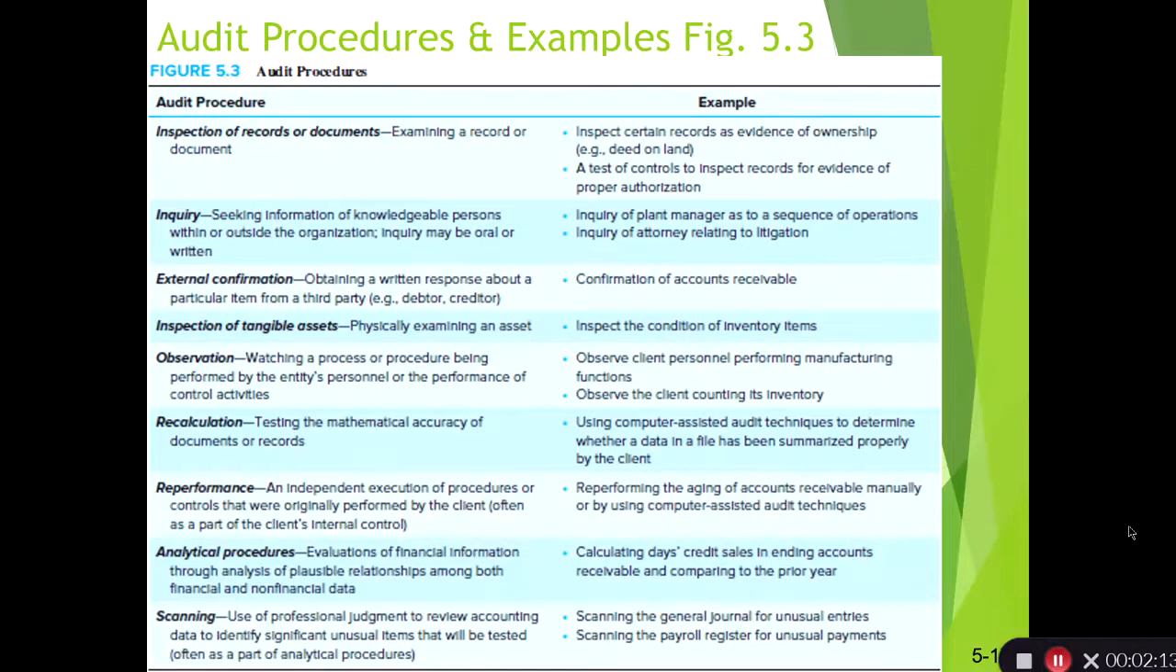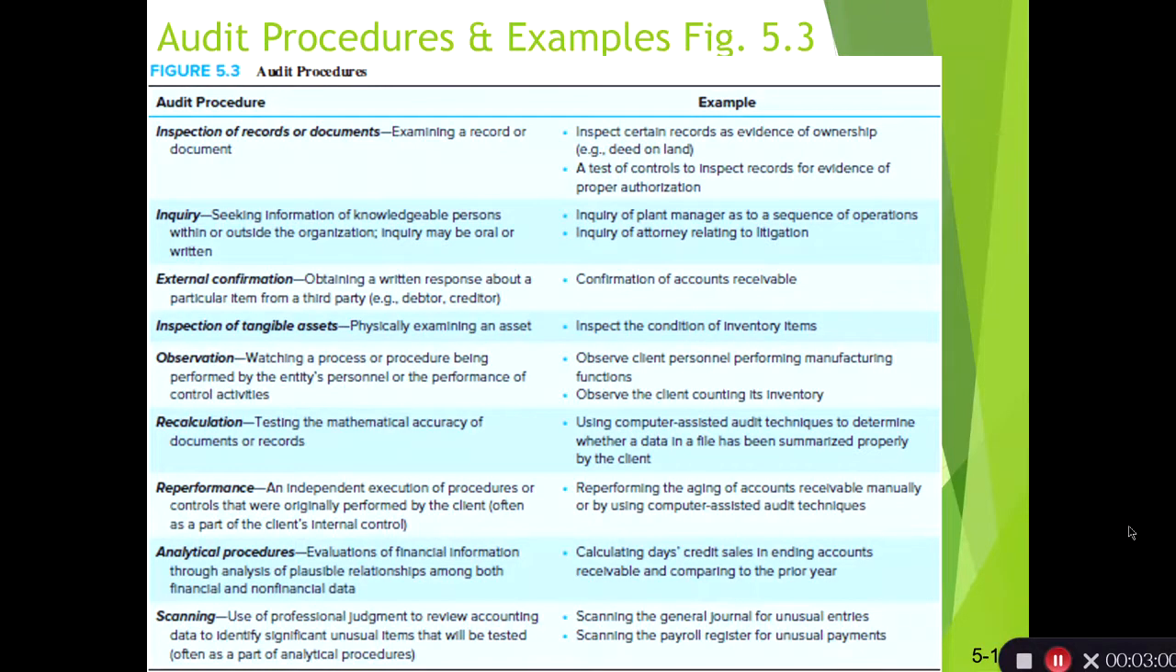So here are some examples, and these are going to make more sense as we go through the different transaction cycles. You'll see why we're doing each of these. Inquiry is a very common one where we're actually talking and interviewing key personnel within the company. We can get some external confirmation. So, for example, if our client has accounts receivable, we could send a confirmation to its big customers and say, hey, our client says that you owe them money. Can you confirm that? And we'll get into that as we move into the revenue cycle.